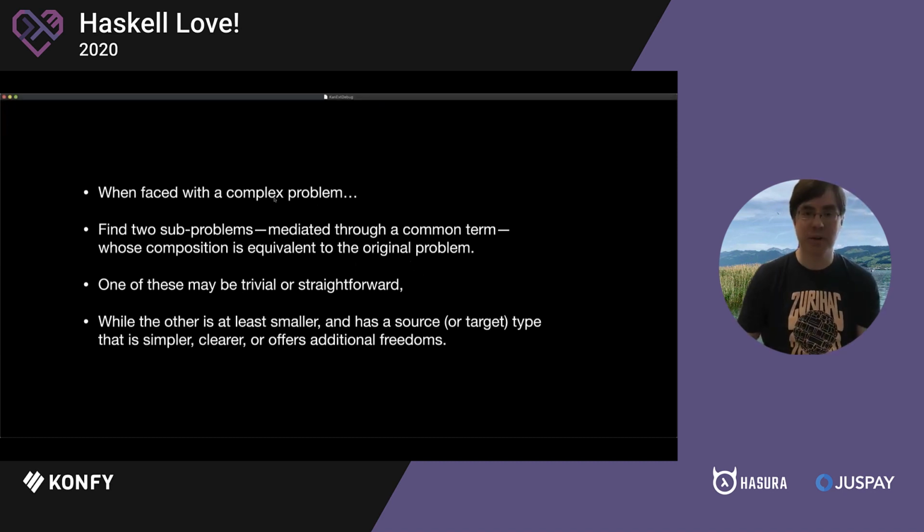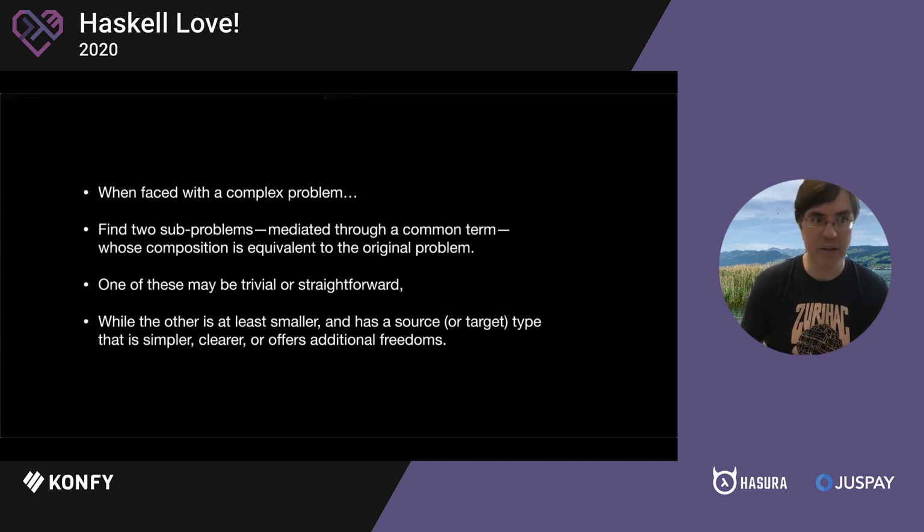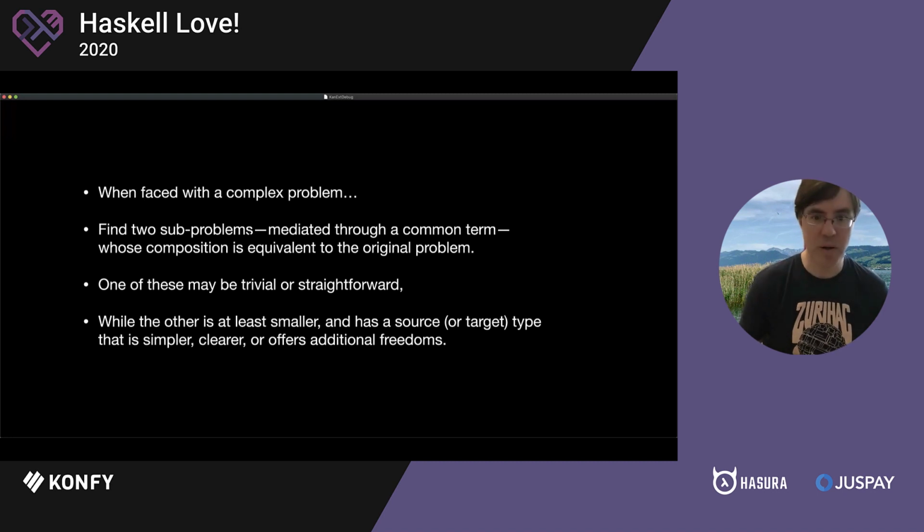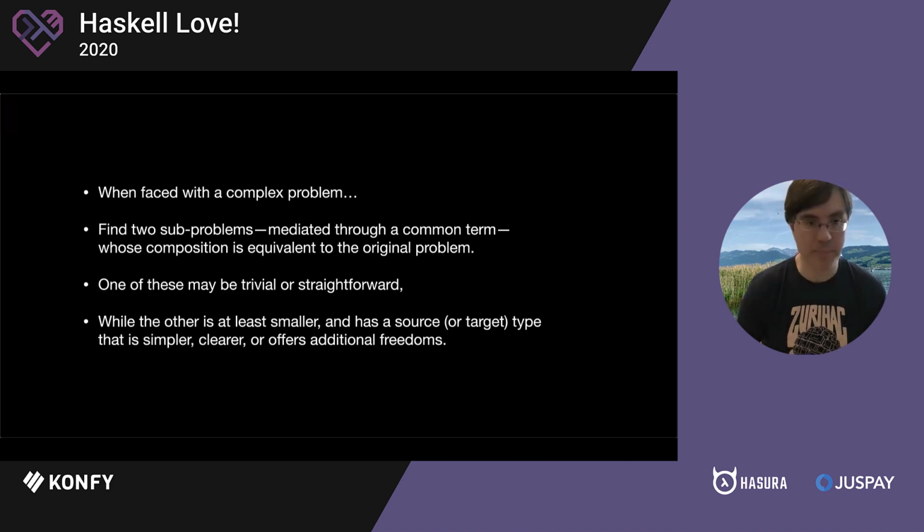If we're faced with a complex problem, as I was in calculating this wash sale rule, can I find two subproblems whose composition is equivalent to the original problem, where one of them is simpler than the other? And now what this gives me is a composition of algorithms that are simpler, clearer, or may offer additional freedoms to my original solution to the problem. In the case of this talk, debuggability.